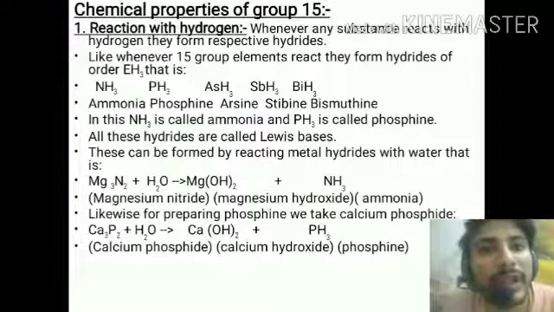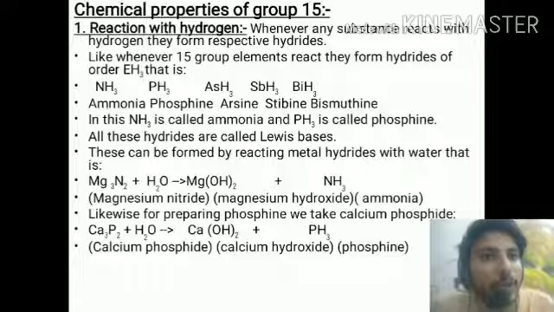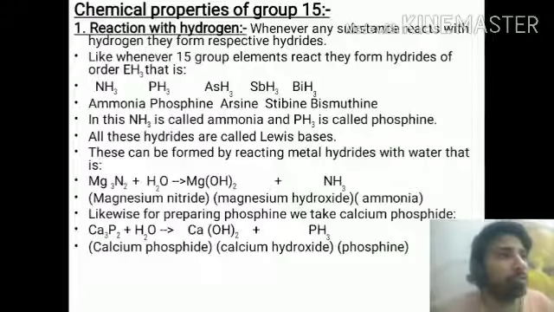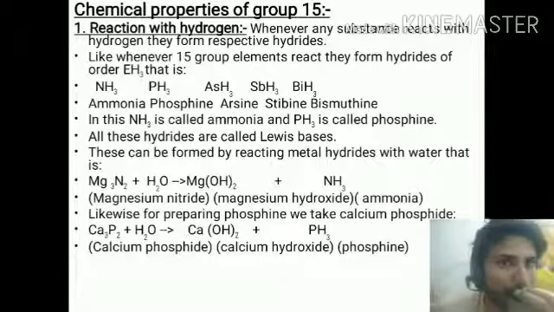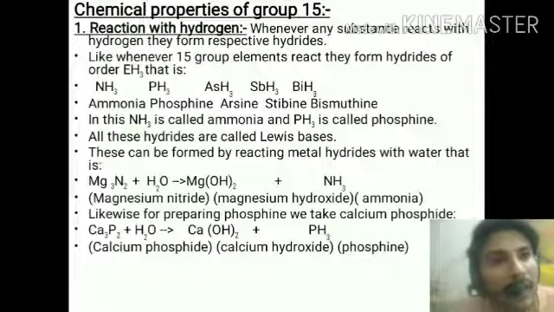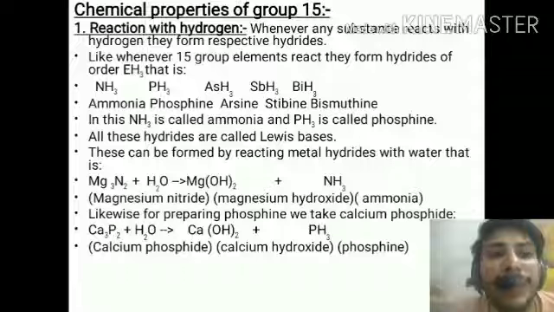For example, nitrogen has 5 valence electrons in the outermost shell, but 3 electrons are shared with hydrogen. It also contains 2 extra electrons, a lone pair, on the nitrogen atom. It can donate them, so we can say it is a Lewis base. Lewis acids are substances which accept electrons, and Lewis bases are substances which donate electrons. So NH3, PH3, arsine, stibine and bismuthine are Lewis bases.